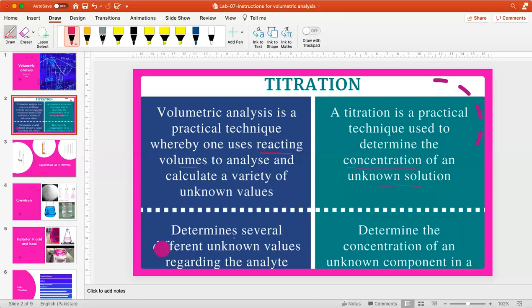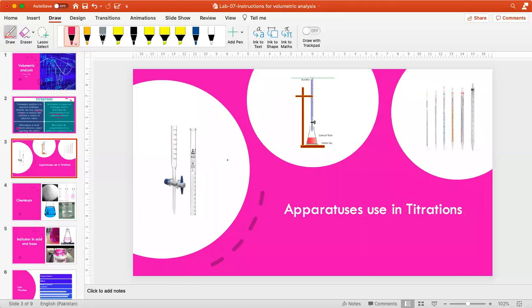After that, we come to the apparatus used in titration. This is called a burette. This is the burette, and this is its stopper. The stopper is used to allow and stop the addition. This is the upper part and this is the lower part. Then we fix the burette like this, and this is the conical flask, which has the substance whose concentration we need to find.